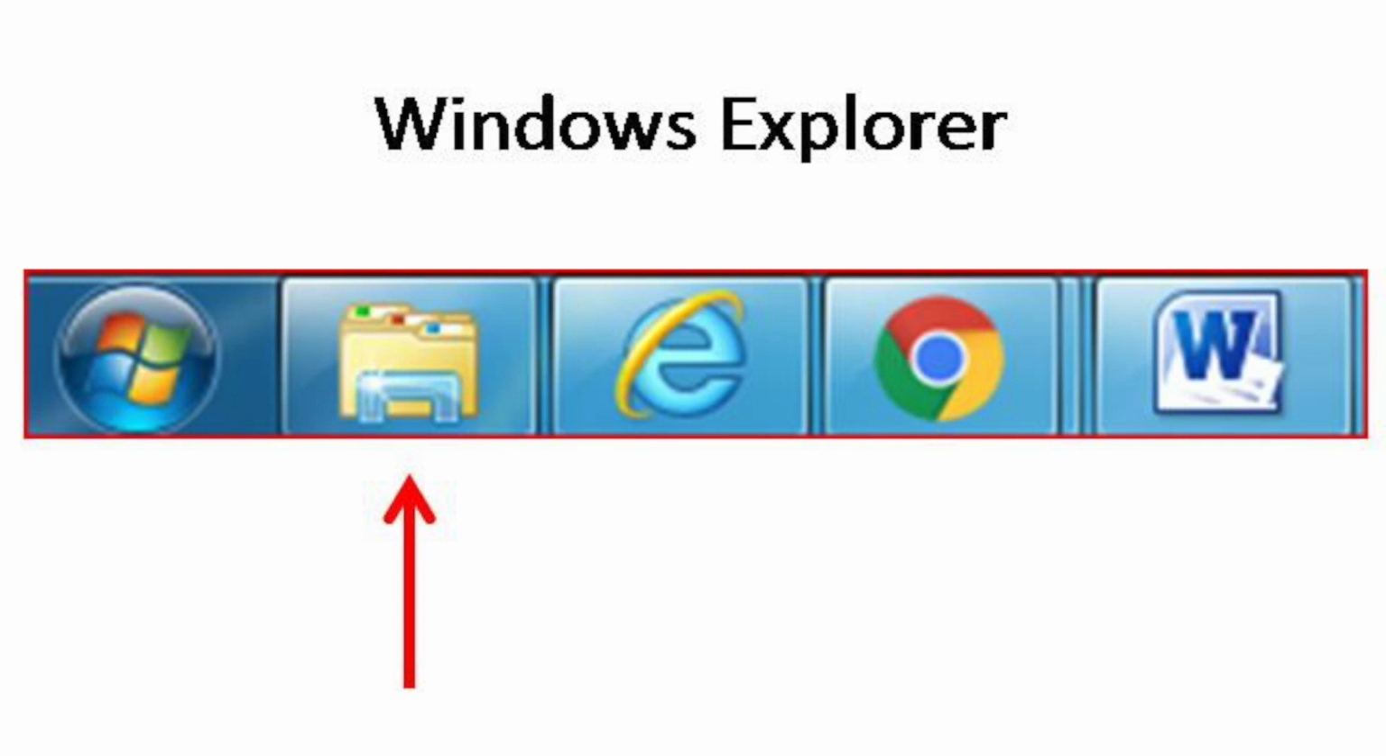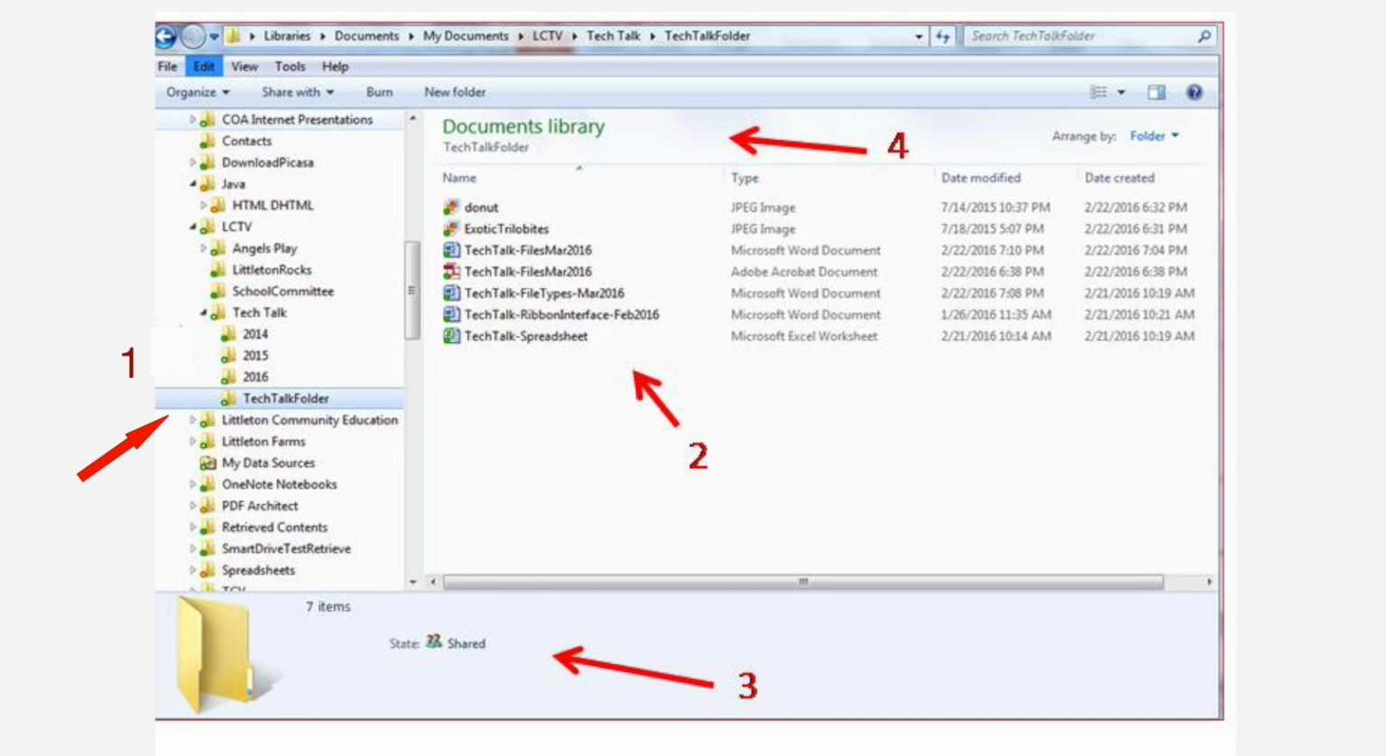There are a number of features in Windows Explorer that you need to get familiar with. Open Windows Explorer by double-clicking the icon on the taskbar. In the view of Windows Explorer being displayed here, there are 4 window panes or window tiles being displayed. They're called either panes or tiles. In pane 1, there are folders. In the example being displayed, the folder in focus is the Tech Talk folder.